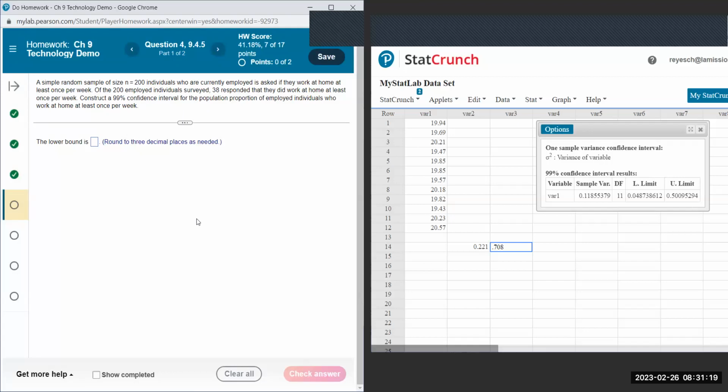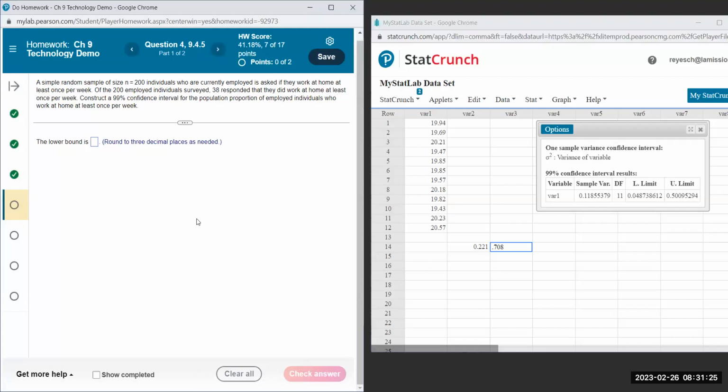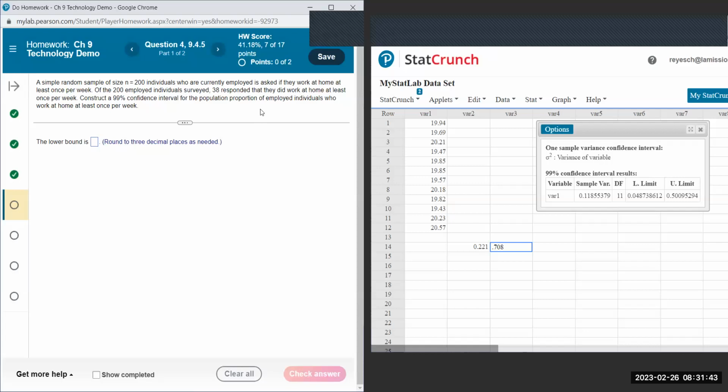A simple random sample of size 200 individuals who are currently employed is asked if they work at home at least once per week. Of the 200 employees surveyed, 38 said they did work at home at least once per week. Construct a 99% confidence interval for the population proportion of employees who work at home at least once per week. Okay, so here's the confidence interval. We're doing it now for a proportion, which means this was categorical or qualitative data, a yes or no question. Did you work at home at least once a week? Yes or no?